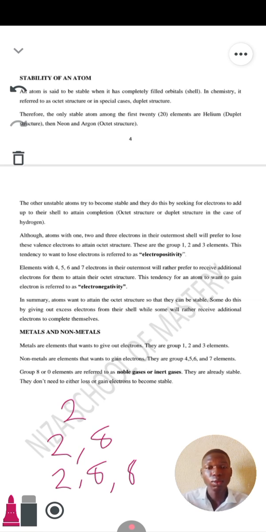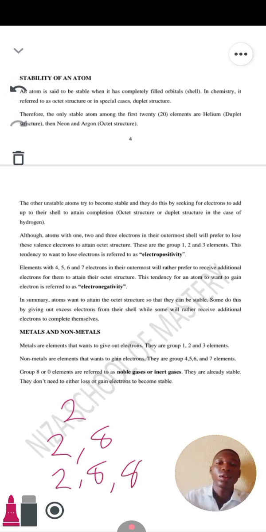Why? Because it has just one shell. You know, right? From the previous classes, you were already taught that. Helium has just one shell, and that shell can take how many electrons? It can only take 2. And it already has the 2. That means helium is completely filled, because you can't add one more to that particular helium. If you add one more to that first shell, it will go to another shell, right? It will become 2, 1. It will go to the next shell. So you can't add one more electron there.